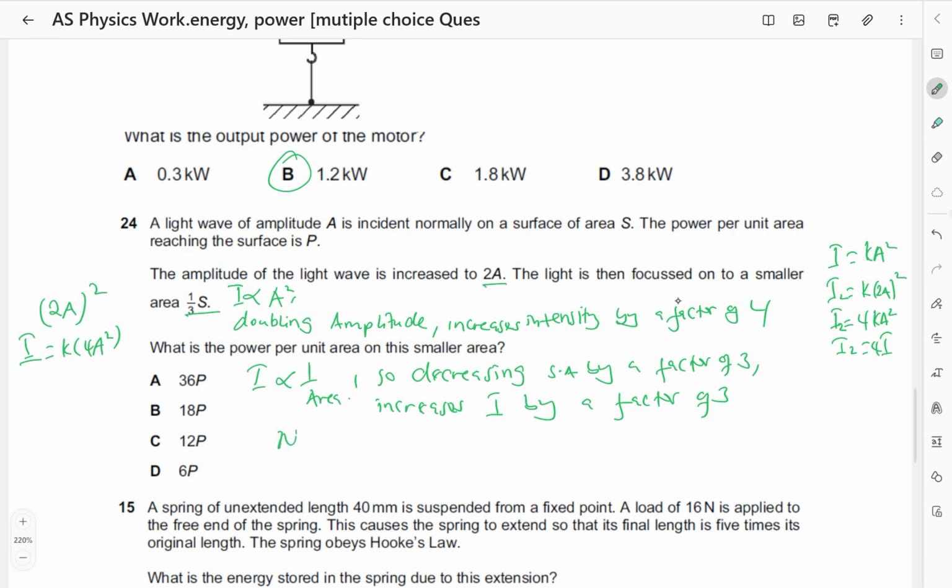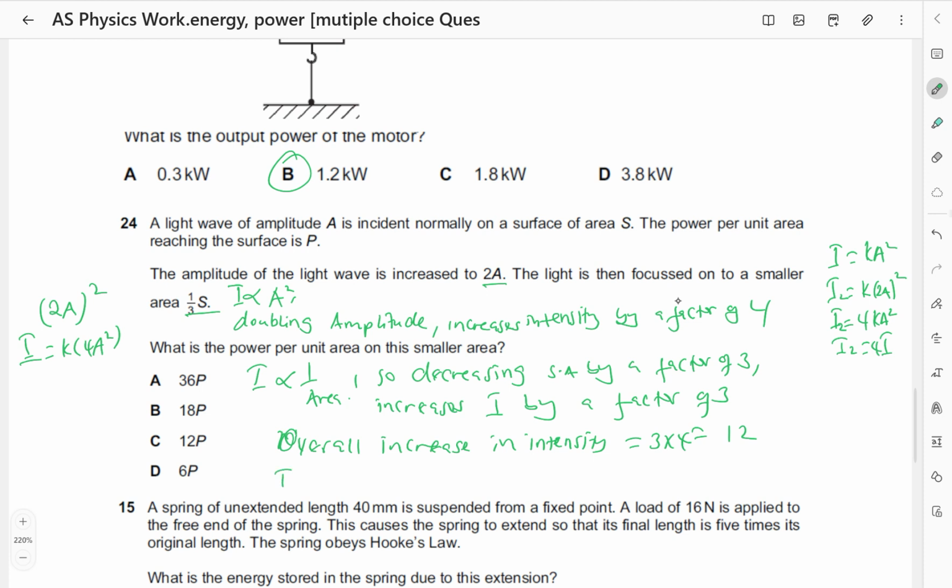That means the new intensity, the overall increase in intensity, is going to be 3 times 4, which gives us 12. So the intensity increased by a factor of 12.